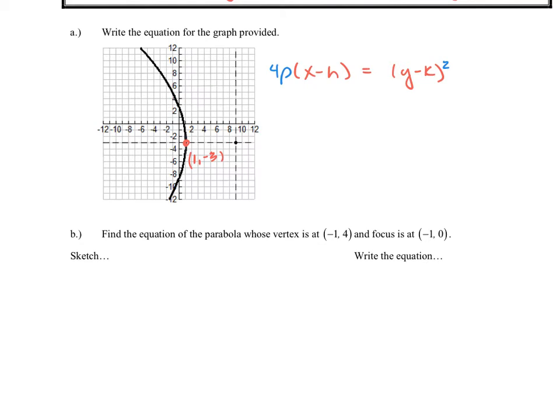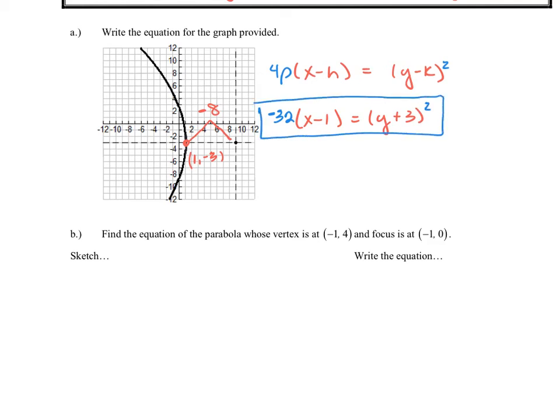Then I can see that the distance from this vertex to the directrix is a negative 8. I want to remind myself that it's a negative 8 because it is opening in the negative direction. So when I write this equation, I'm going to take that negative 8 times the 4, and I'll write a negative 32. Then I'm going to write my x minus 1, and y minus my negative 3 is going to be a plus 3. And I'm going to put my exponent on that side. That's it. That's all we've got to do to write that equation.